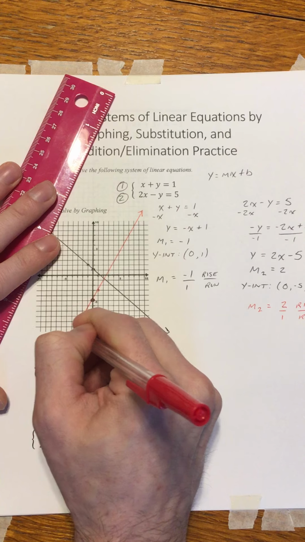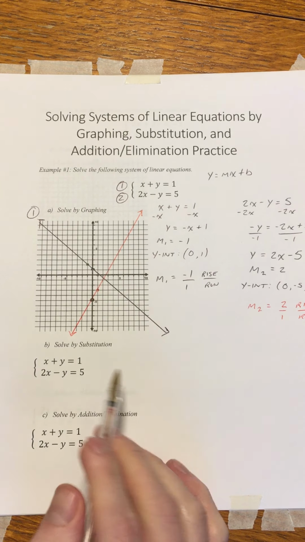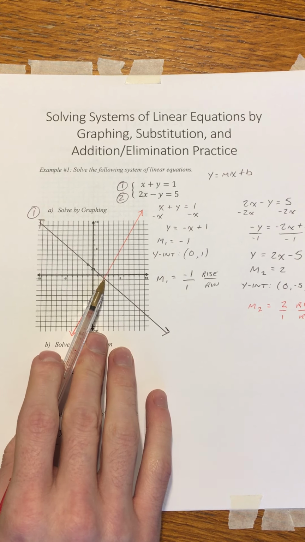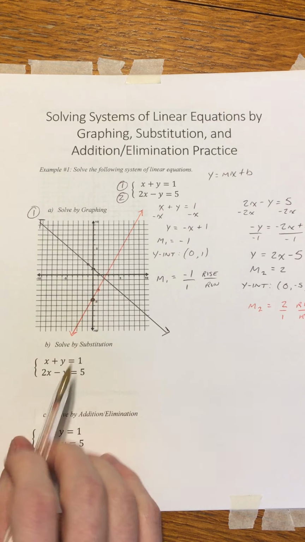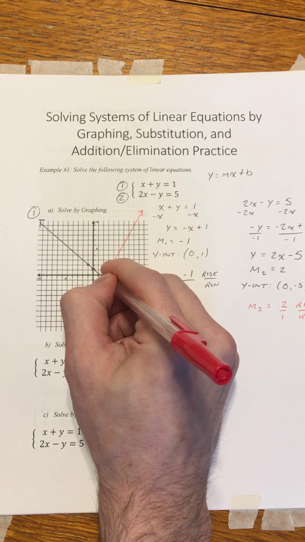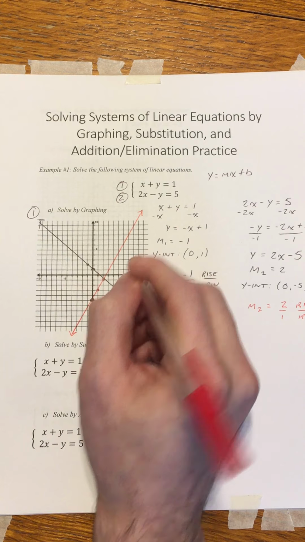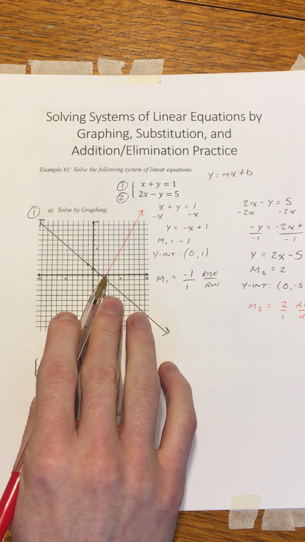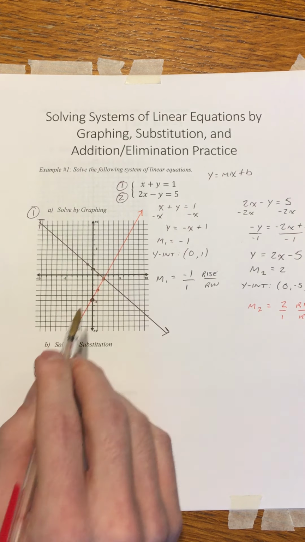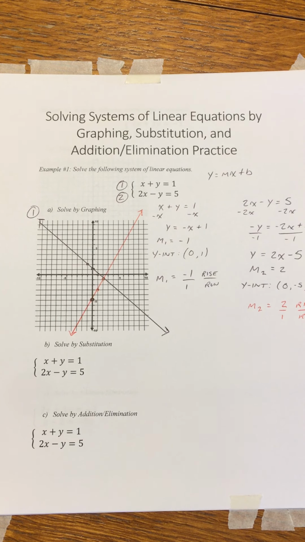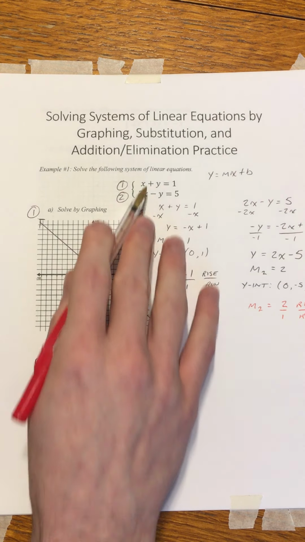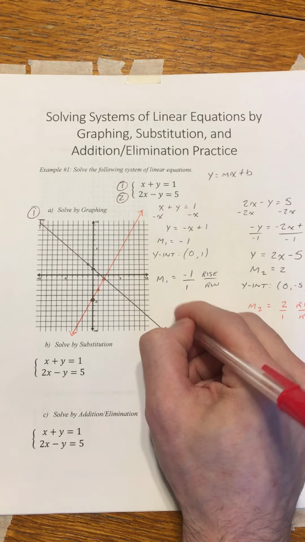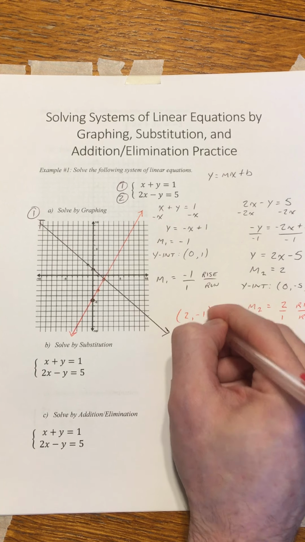So graphing is going to be a little bit tricky because, as you can see, where it intersects is not exactly on the line. But the point is, right here at this spot, which would end up being (2, -1), that point of intersection would be the answer to our system of equations. So here we have (2, -1).